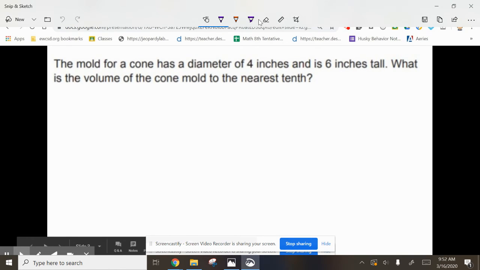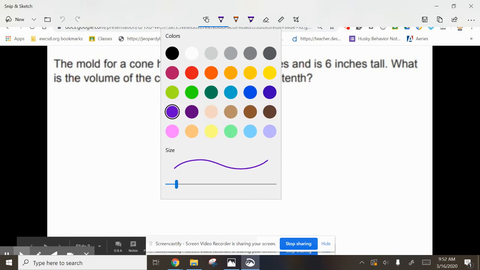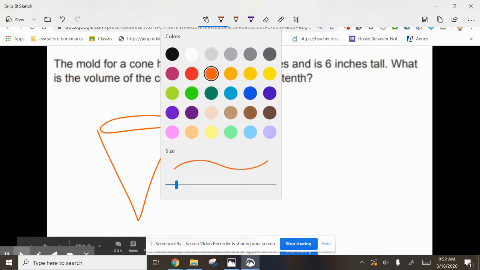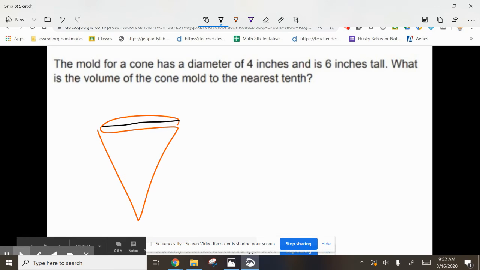So for this one, the mold of a cone, I always want you drawing this, okay? So the mold of a cone, draw your cone, has a diameter. Okay, we know how to deal with this. No big deal. Diameter of 4 inches, and it's also 6 inches tall. Okay, what is the volume of the cone mold to the nearest 10?